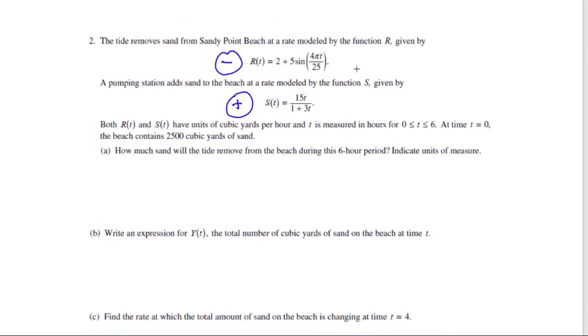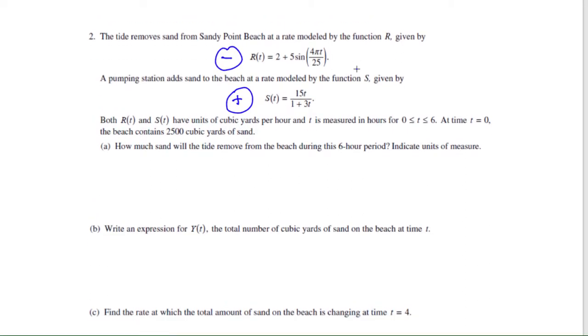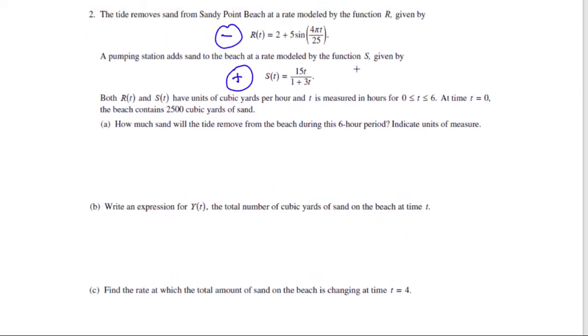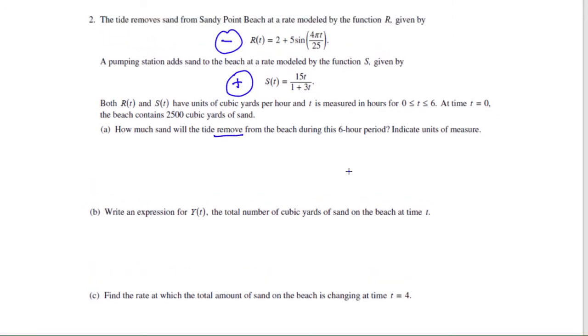This is number 2, which means we do have a calculator, which means Arrow, you'll have this calculator. Ben, you'll have to use an emulator, well, you don't have a smartphone, I don't think, but some emulator. I think I posted one online. Or you could just use Desmos. Desmos will do the same thing, but quicker. So, how much sand will the tide remove? I'm only talking about the negative rate here, this R, during this 6-hour period.